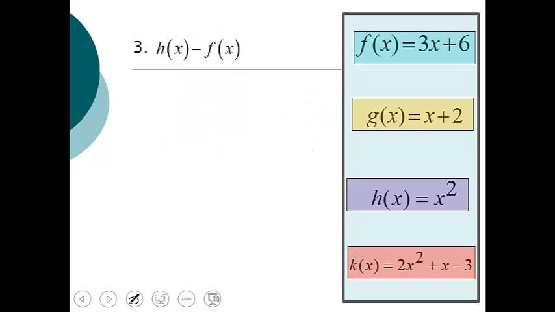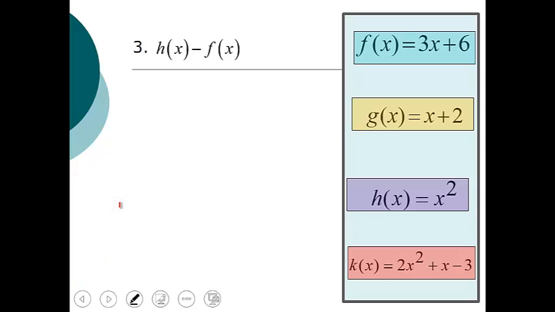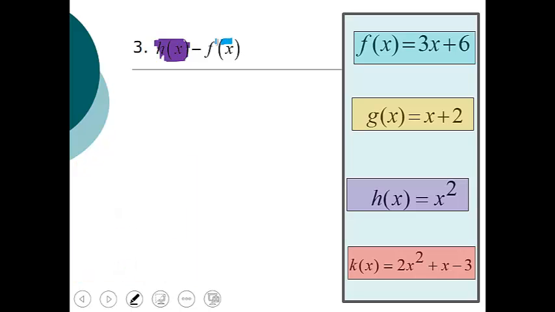Okay, going through this one a little bit quicker. There is a little bit of a difference to this. So we have our h of x, which is our purple. That doesn't change in terms of the way that I do it. But the f of x does, and you'll see why in a second. The main reason is because you have this minus sign here. So I'm going to do exactly what I did before, and I'm going to take my h of x, which is x squared. So I do that the same.